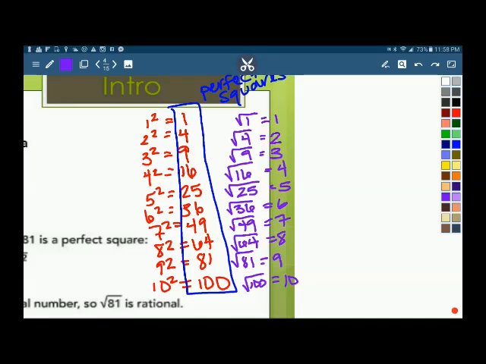So this is just showing going forward and backward of squaring and then using its inverse, square rooting. And if you notice, all of the numbers underneath the radicals in this column, all of those numbers are rational. And the reason why they're rational is because they produce numbers that are whole.